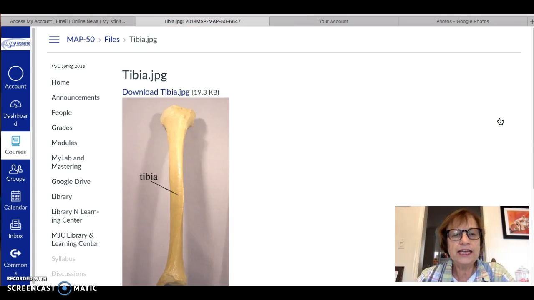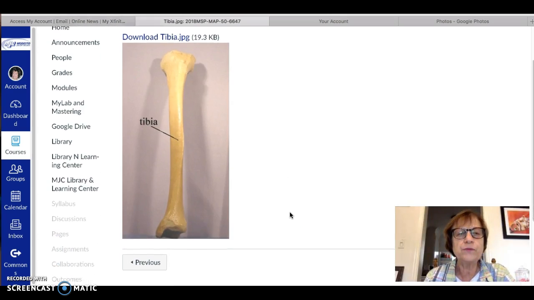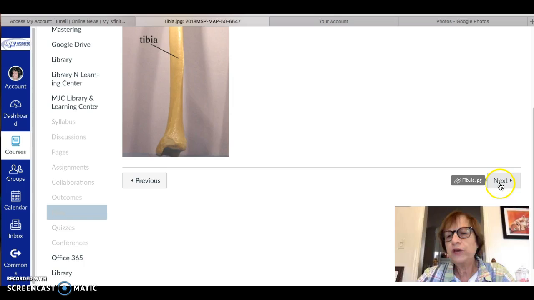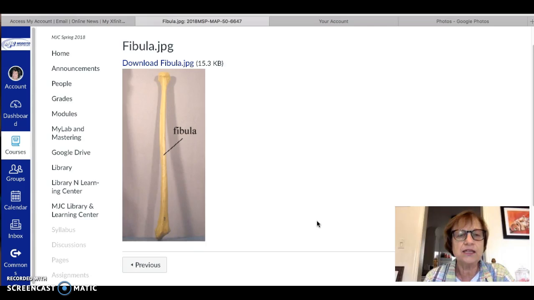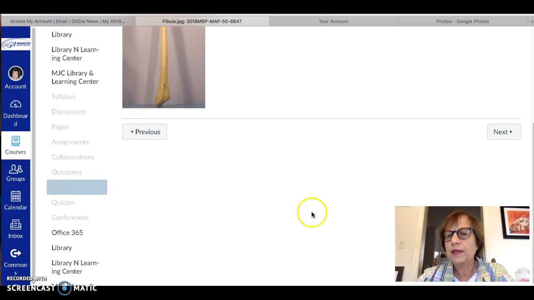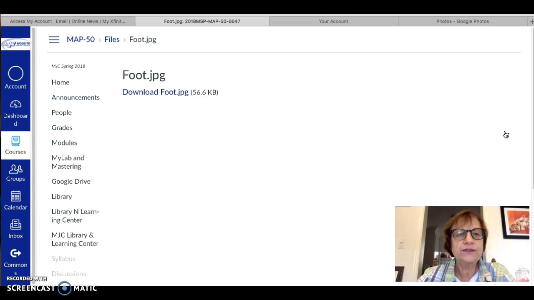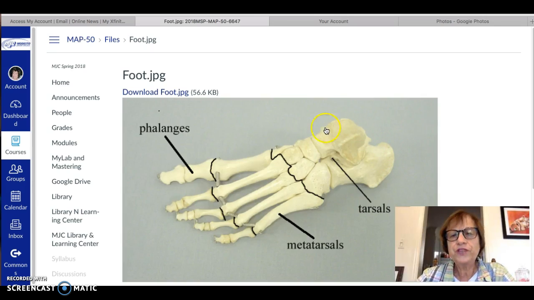You have the lower leg bones. The tibia is the more sturdy lower leg bone. And then you have a thinner one to the outside, which is called the fibula. And then the foot. The ankle bones are called tarsals. And again, each one of those has a name, but you won't be learning those in this course. Metatarsals are foot bones, and phalanges are the toes.